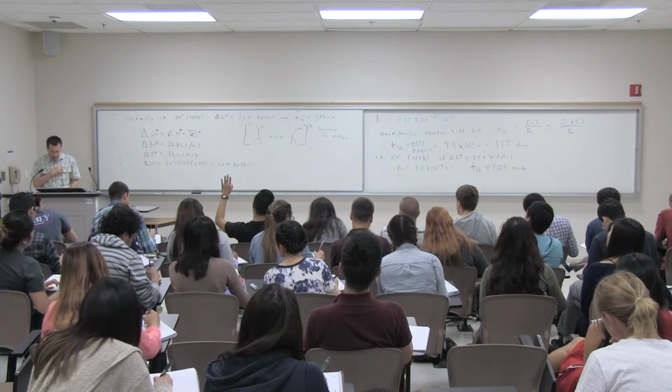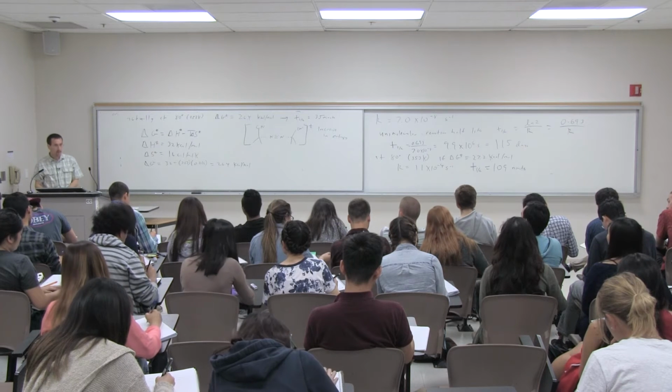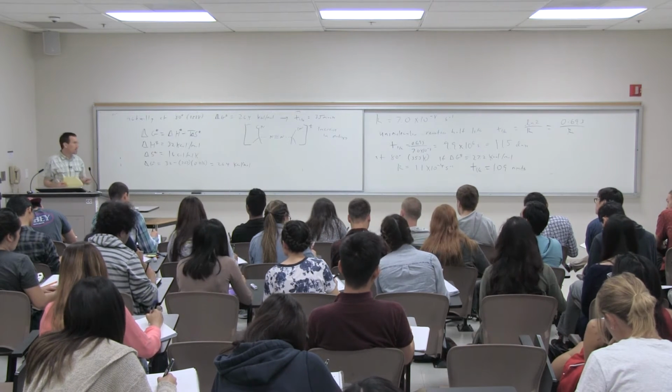All right, thoughts or questions? Yeah. Are these just given values, or is there a way to calculate delta G double dagger, delta H? Okay, is there a way?